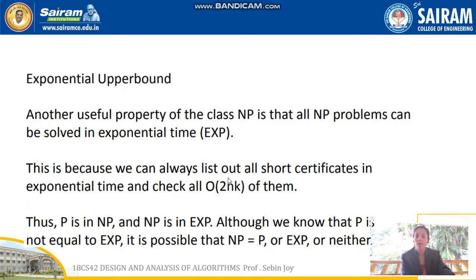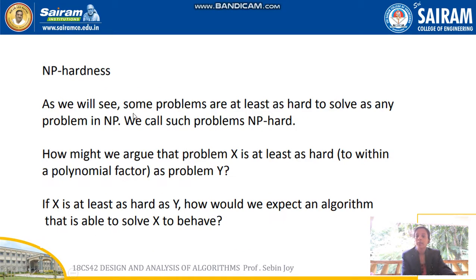This is because we can always list out all short certificates in exponential time and check all n^k of them. Thus, P is in NP. That means polynomial problems are in non-deterministic polynomial problems, and NP is in XP. That means it will be within an exponential upper bound. Although we know that P is not equal to XP, it is possible that NP is equal to P or XP. Now we will discuss what NP-hard problems are.